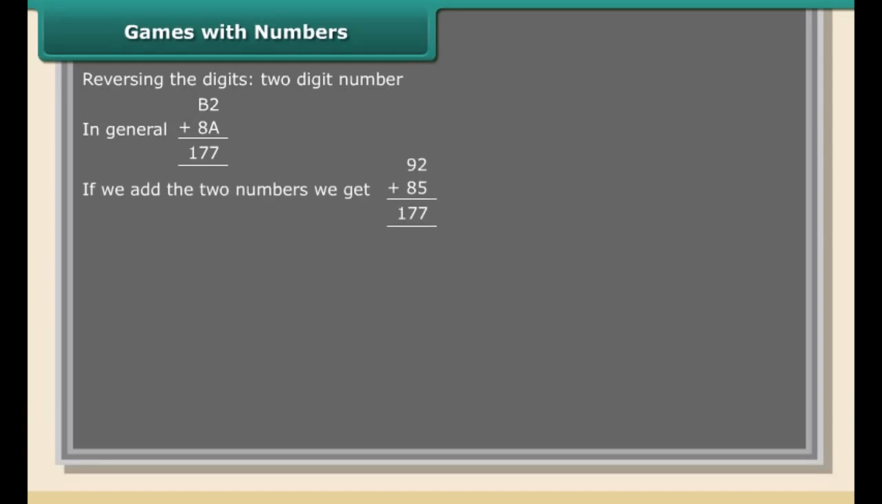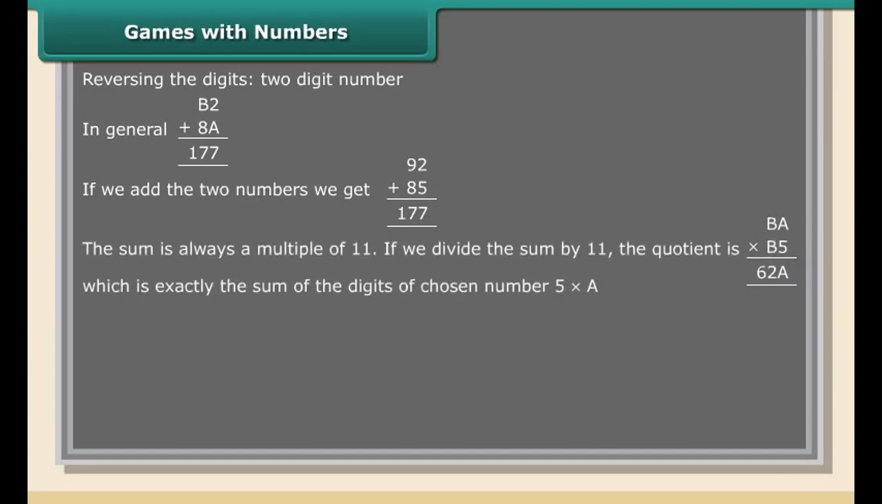Games with numbers. 1. Reversing the digits, two-digit number. Take 92 and add its reverse: 92 plus 29. In general, if we add the two numbers, for example 92 plus 85 is equal to 177. The sum is always a multiple of 11. If we divide the sum by 11, the quotient is exactly the sum of the digits of the chosen number.